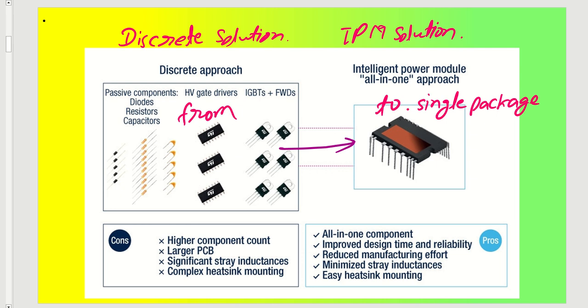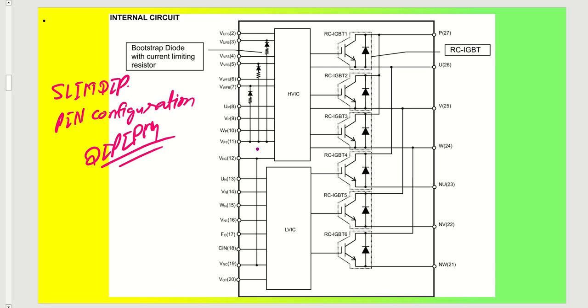This is why it is preferred. As you can see, this IPM circuit has all 6 MOSFETs, which are actually IGBTs: 1, 2, 3, 4, 5, 6. Then we have gate drivers built in, a high side gate driver and a low side gate driver. We also have bootstrap diodes inside, and these are all the pins.